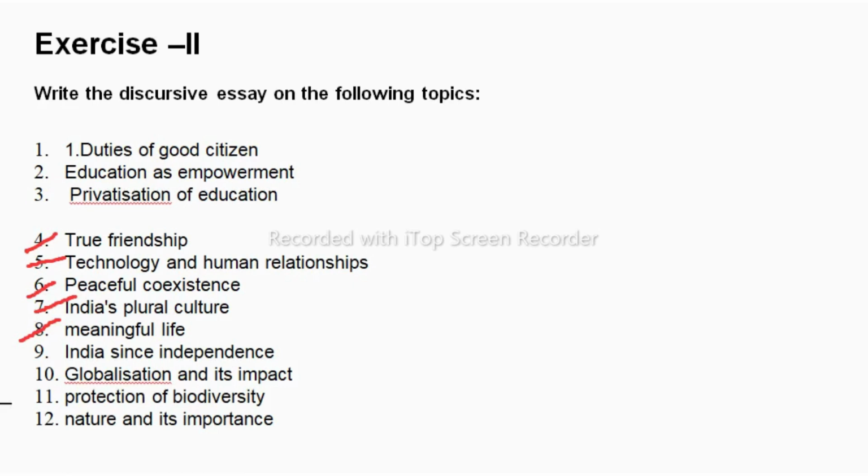Now, let's see the next one, globalization and its impact. Globalization has been a wide term used by educationalists and business people. Globalization means considering the world as a single unit. Globalization in business is a uniform world trade. It also means the liberalized import and export system is uniform.